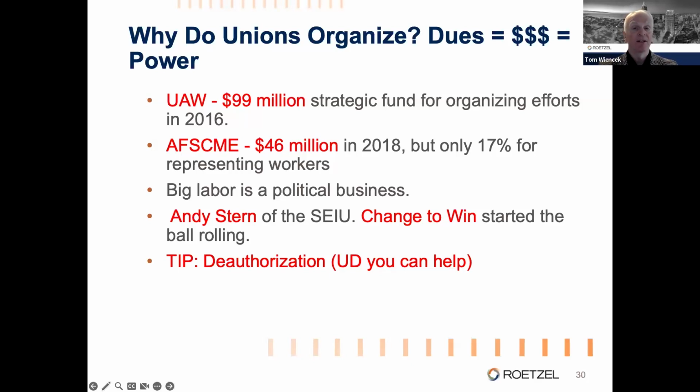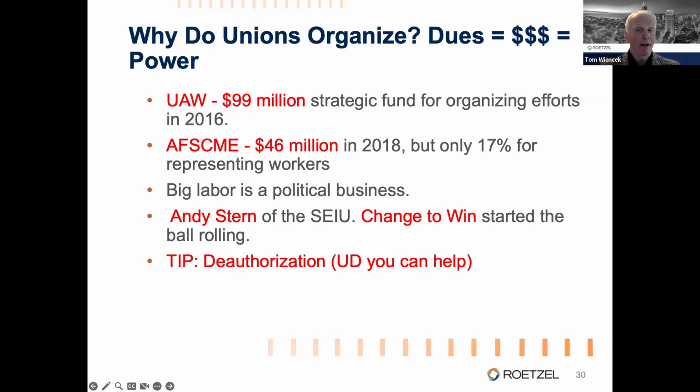And what deauthorization does is it nullifies the union security clause, where the employees no longer have to pay dues and they don't get fired if they don't pay dues. That can be done at any time during the contract. And the only catch is that when the election occurs, it has to be by the majority of the people who are in the bargaining unit. So if you've got 100 people in your bargaining unit, the majority of those 100 people actually have to vote to deauthorize, as opposed to a certification election where the majority of people who show up are the ones who determine the outcome. The deauthorization has to be the majority of the bargaining unit.